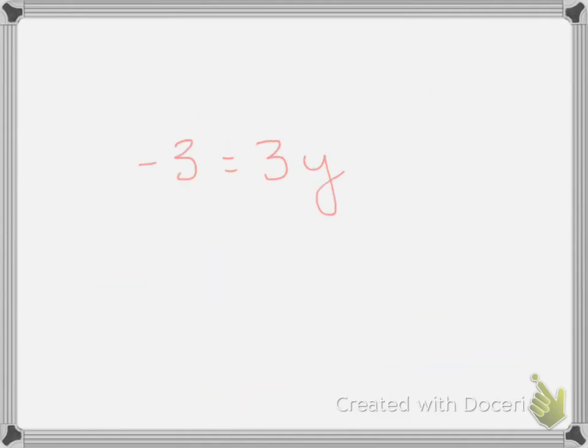Okay, this one's a little different. I'm still trying to get y by itself. So right now, what am I doing in between these two terms? I'm multiplying, because they're right next to each other, we're multiplying them. So the opposite of multiplying is dividing. So I'm going to divide both sides by this 3. What I do to one side, I have to do to both sides. So that cancels my 3's to get that y by itself. Negative 3 divided by 3 is negative 1. So y equals negative 1.